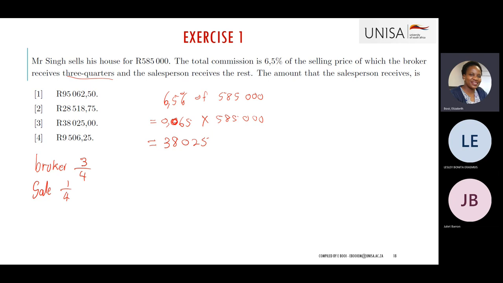So if I know this, I already know my ratio, so I can calculate using this. For the salesperson, I will multiply by 38,025. From the ratio of the salesperson times the amount of commission, I will know how much the salesperson will receive. The salesperson receives 1/4 multiplied by 38,025, and it means the salesperson only receives 9,506.25. That's what the salesperson receives.